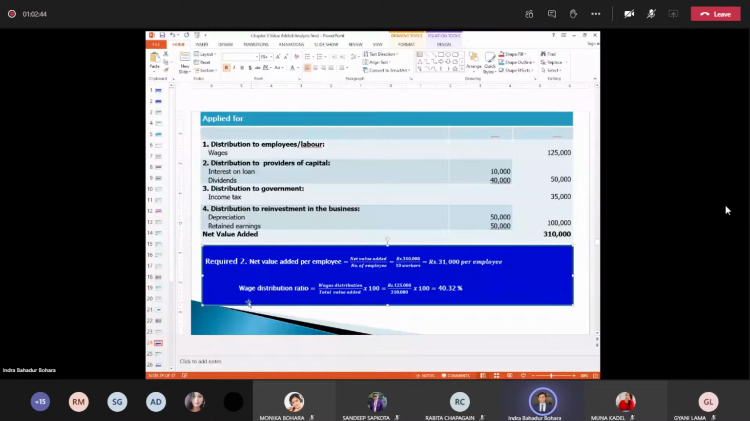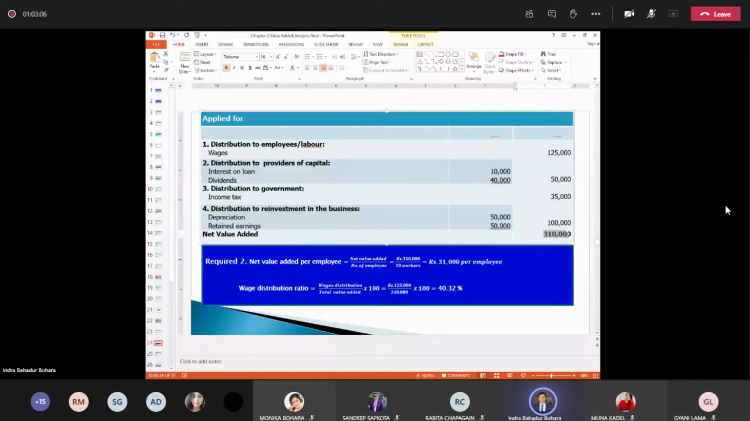Next is the wage distribution ratio. Wage distribution ratio means the portion of wage. How much, what percentage, is the wage out of 3,10,000? Look at the value added statement.